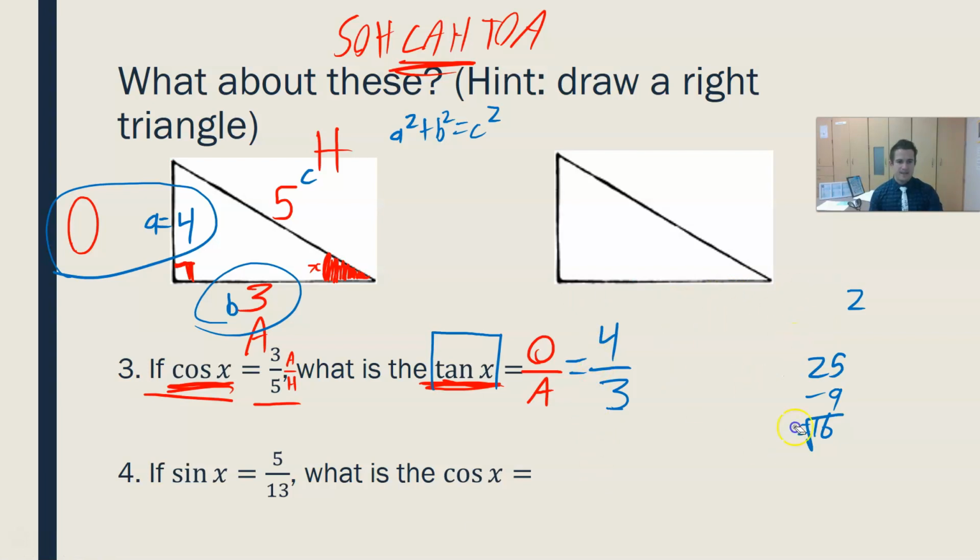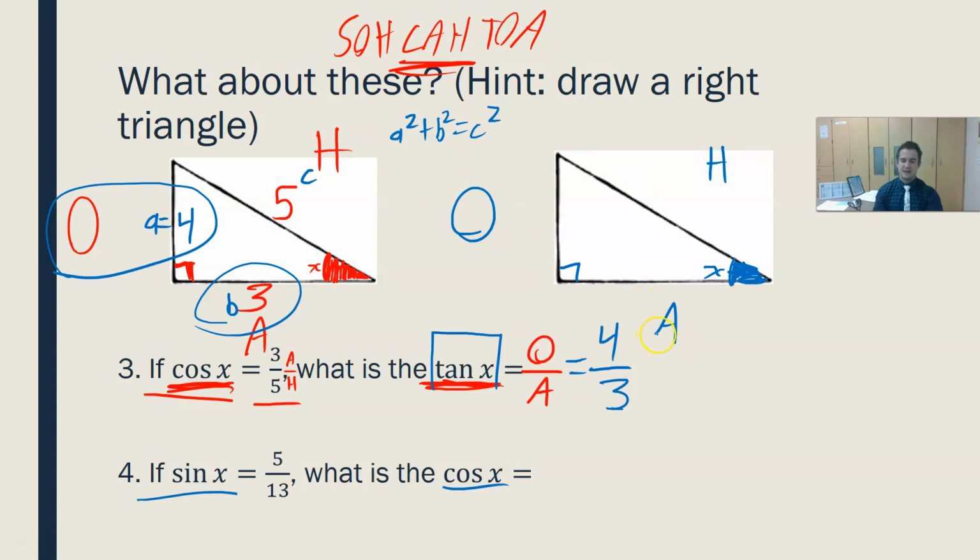Okay, let's do another example. I'm going to label this triangle for question number 4. It says, if sine of x is 5 over 13, what is the cosine of x? In these right triangles, I always start off by labeling the sides. If this is the angle I'm looking at, call it x. This is the hypotenuse, this is the opposite, and this is the adjacent.